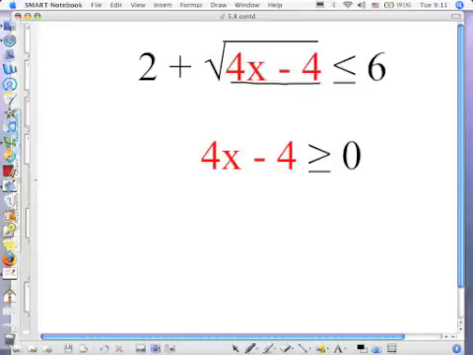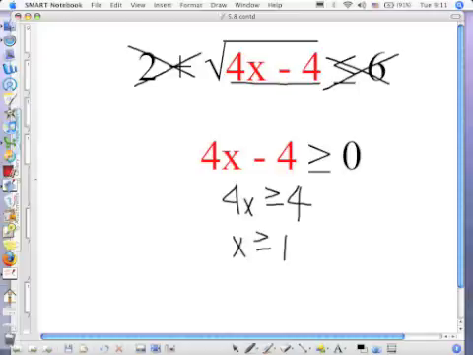So what we do, now look, notice, I'm not even concerned with this anymore. I want to find out what values of x will make that expression bigger than or equal to 0. Because I want that expression to stay positive or 0. Okay? Well, when we solve this inequality, we add 4 to both sides. Then we divide by 4. So, in order for this to be a viable inequality that has real numbers as its solutions, x must be bigger than or equal to 1.